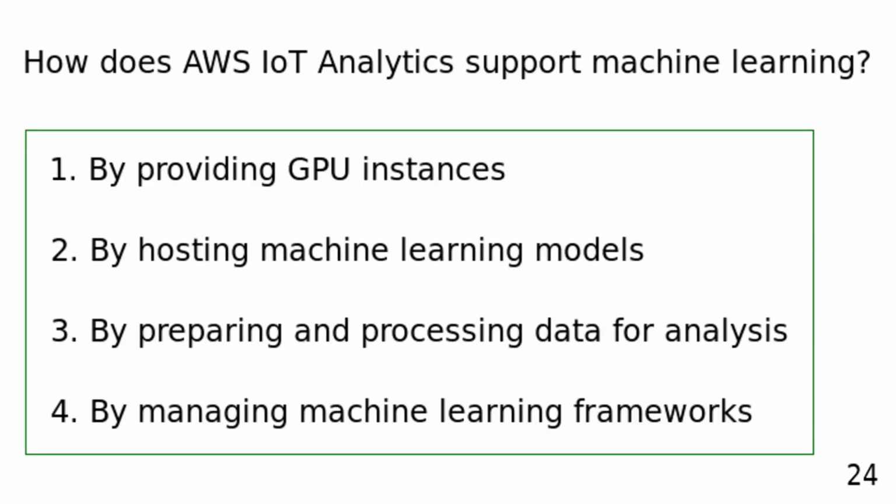How does AWS IoT Analytics support machine learning? By providing GPU instances. By hosting machine learning models. By preparing and processing data for analysis. By managing machine learning frameworks.